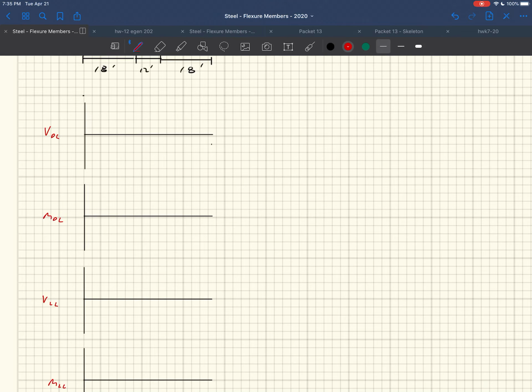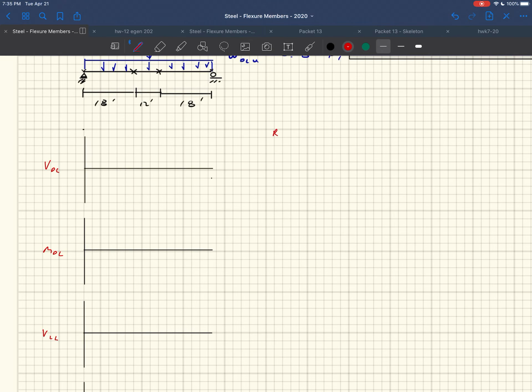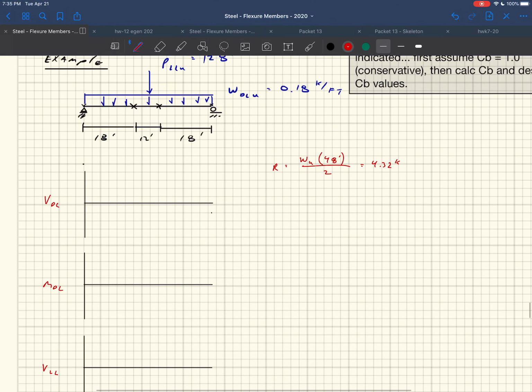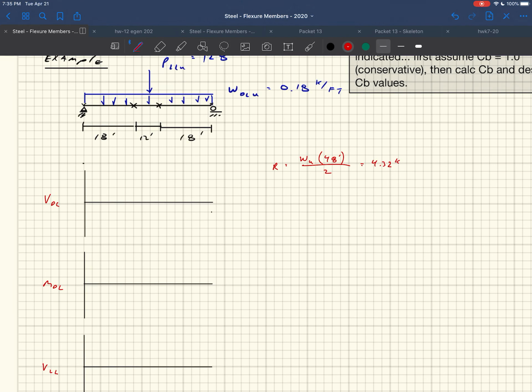Okay, and so to get this reaction, you always start out with reactions. The reaction is going to be WU times the length, which is 48 feet, divided by 2. And then what you get is 4.32 kips when you carry that out. And again, this is just the distributed load. So this thing's going to start out at 4.32 kips, and then 3 above on the side.